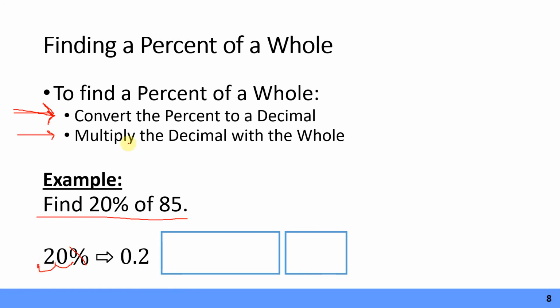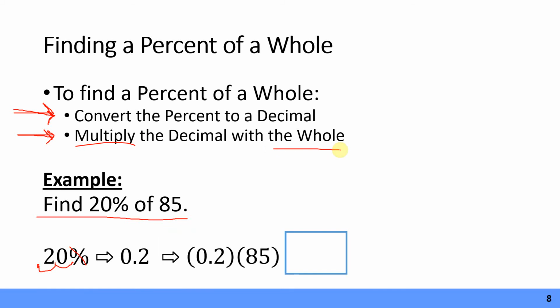Okay, once we do that, step 2 says, you're going to grab the decimal that you got and you're going to multiply it times the whole. So the whole is the total. So all I have to do is multiply the 0.2 that I got times the 85. And that is how we're going to find out what is 20% of 85. So in your calculator, you could just put 85 times 0.2 or 0.2 times 85, and you get the 17.